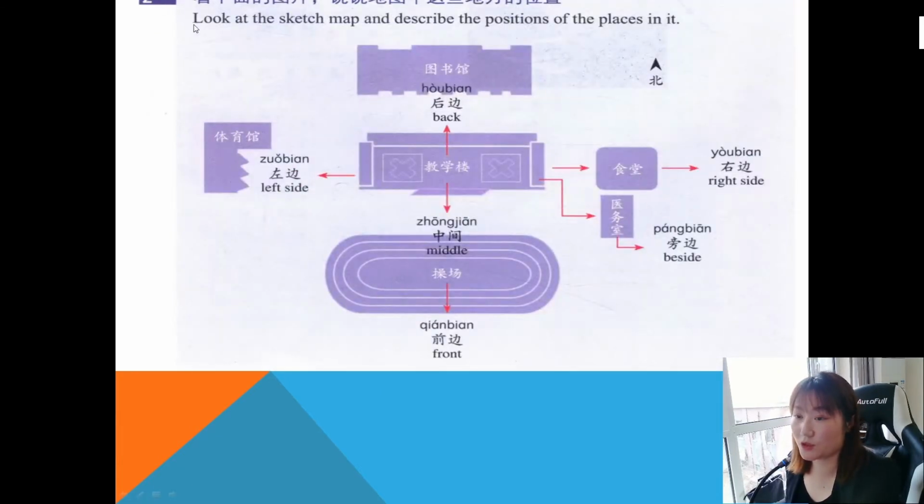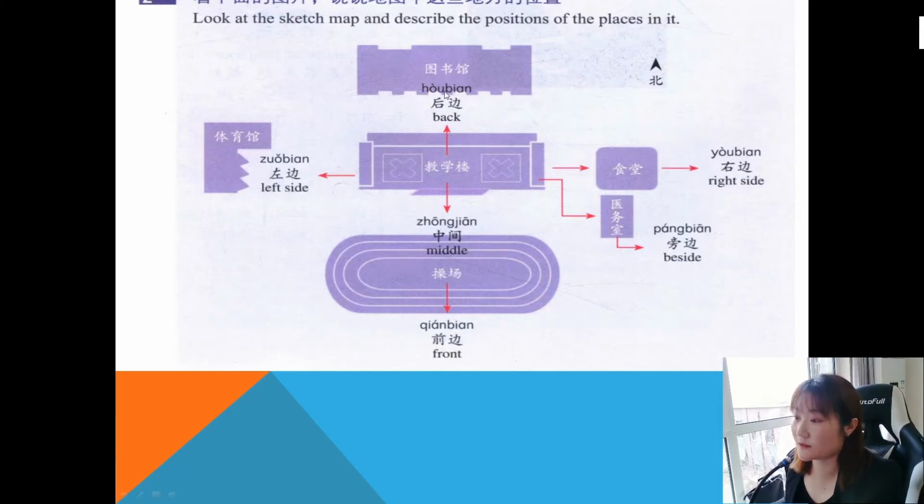Okay, so number 2, look at the sketch map and describe positions of the places in it. I want to tell you that how to describe this map is very important for you in Chinese because it's not that simple, so just try your best.